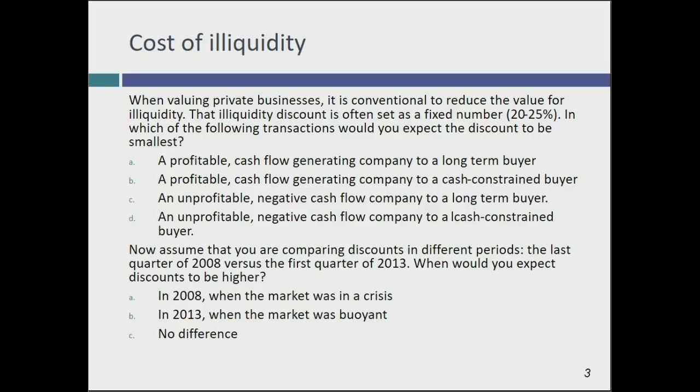Finally, even within illiquidity discounts, let's talk about selling a company in the last quarter of 2008 in the midst of a crisis or selling the same company 5 years later. Do you think the discount might vary across time? Which period do you think you would have a bigger discount? Trying to sell at the end of 2008 or trying to sell in 2013? 2008, the middle of a crisis. So illiquidity discount should not just vary across buyers and companies, it should also vary across time. So we're thinking about a good way.